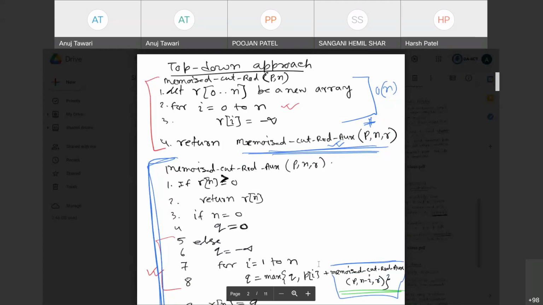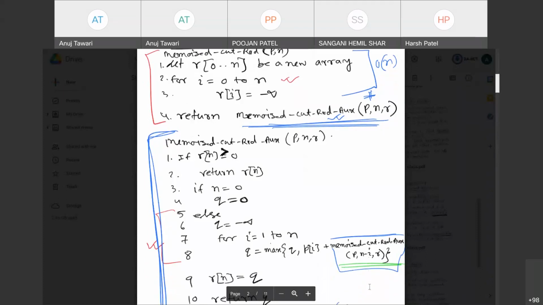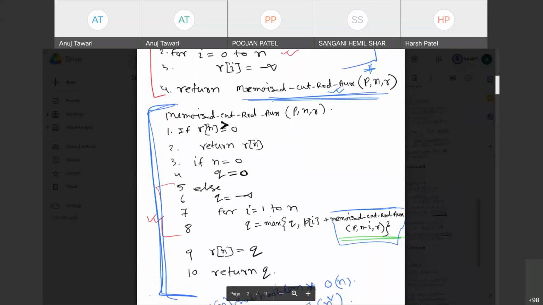And assuming that the first cut is made at i, that's our guess, and we try all possible guesses. So we loop i from 1 to n. This is our memoized approach, p comma n minus i. And finally, once we have calculated this, we store the nth value in this array to be equal to q, and then use it again and again.